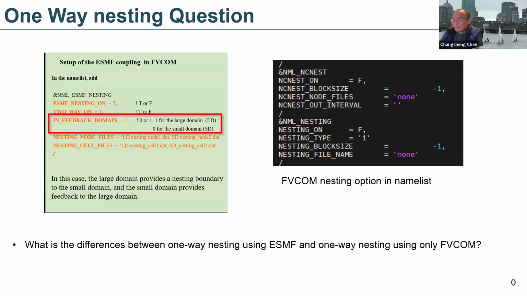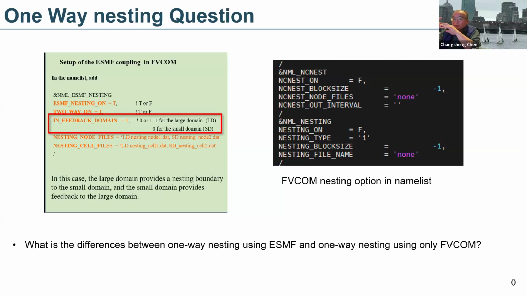Okay. I can probably address the question. That is another nesting way. That's the coding we developed with ESMF for two-way coupling. You have a two-way model, where you run a larger domain and a small domain model, and you want to exchange data between the two models. That is two-way nesting. We had a paper published in 2018. Here is the publication.